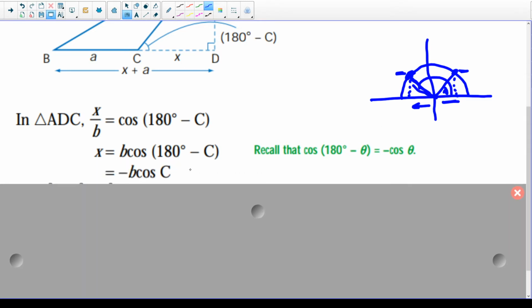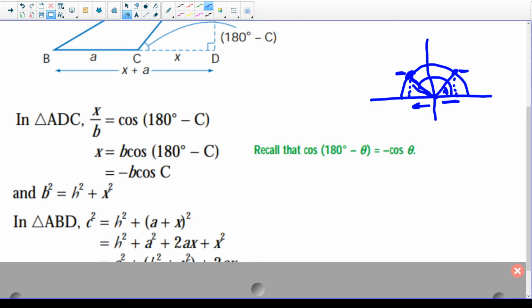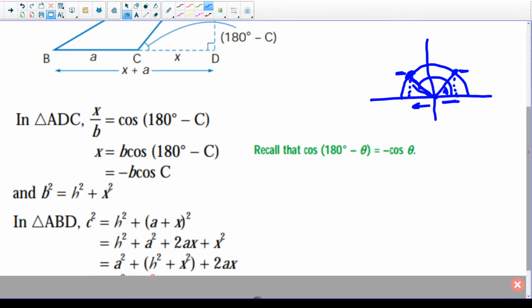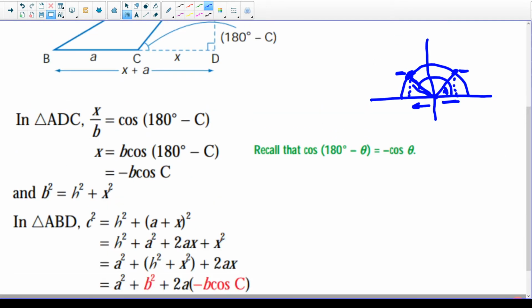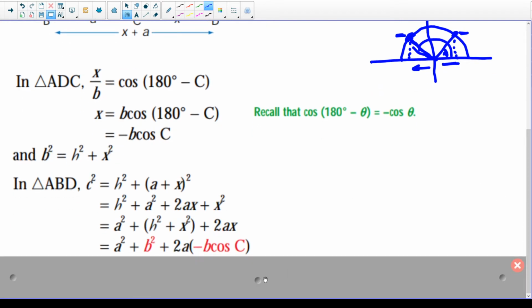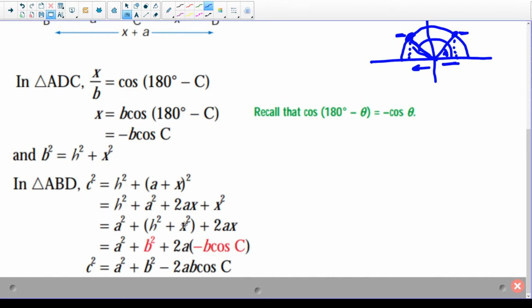But once you do that substitution, cosine of 180 minus c equals negative cosine c, you basically do almost the exact same thing as before to get to the cosine law. So you'll notice here that there's a negative that shows up to be able to make the minus sign show up here. So I'm not going to spend too much time on this one. It's almost the exact same thing as the previous proof, just with that little substitution involved here.